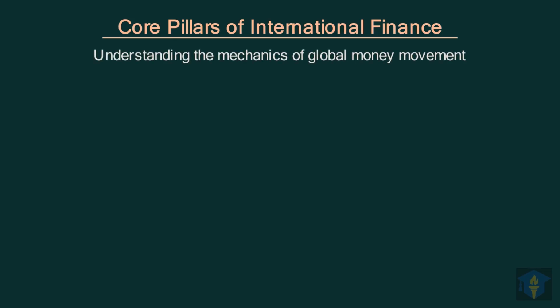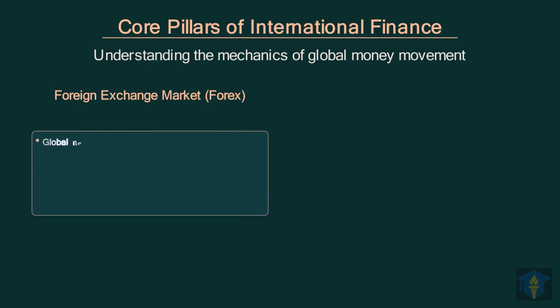These pillars help us understand the mechanics of global money movement and how currencies interact internationally. First, we have the foreign exchange market, often called forex, where currency trading happens globally. This is the global marketplace where currencies are bought and sold around the clock.